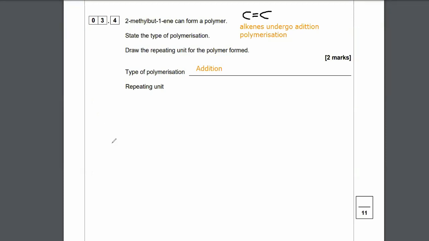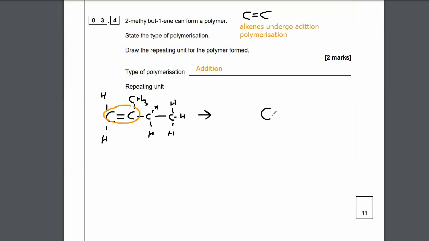Okay, so now let's draw the repeat unit. So in order to draw the repeat unit, I want to do the monomer. I want to write out 2-methylbut-1-ene again, but in monomer form. So we've got the double bond here, and then I'm going to draw it all out like this. Okay, so how will I make this into a polymer? There's a very simple formula to follow. Just copy the double bond over to your repeat unit.